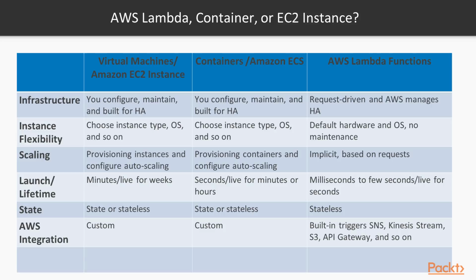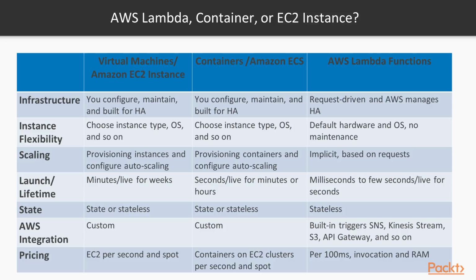Finally, in terms of pricing, EC2 instances are priced per second. They also have spot instances, which use market rates and are a lot cheaper than on-demand instances. The same goes for containers, except that you can have many containers on one EC2 instance. This is very interesting also, a lot cheaper, and you can spread the load of containers amongst the EC2 instances. Finally, for AWS Lambda functions, the pricing is per 100 milliseconds, the invocation number, and also the amount of RAM, or random access memory, required.